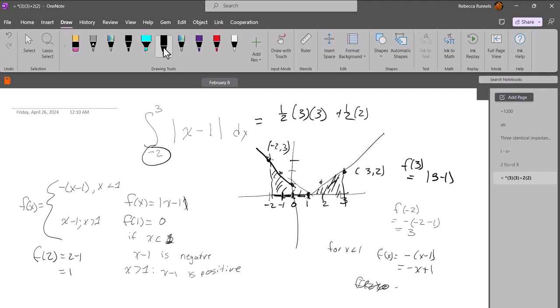So 2 long and 2 high, so 1/2 times 2 times 2, which gets me 2, and the left triangle is 1/2 times 3 times 3, which is 9/2. So 9/2 plus 2, or 9/2 plus 4/2, equals 13/2.